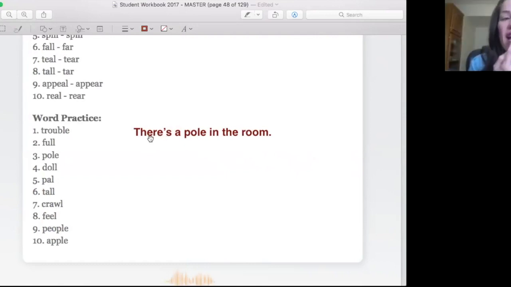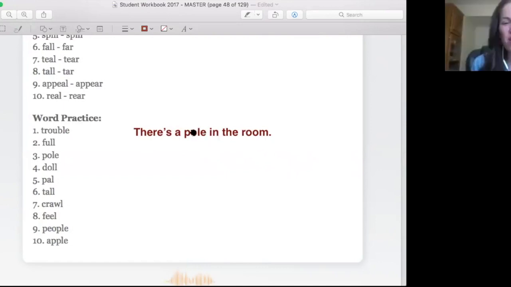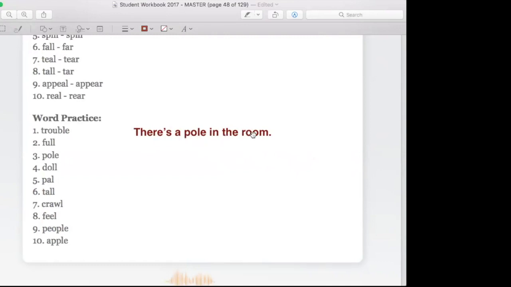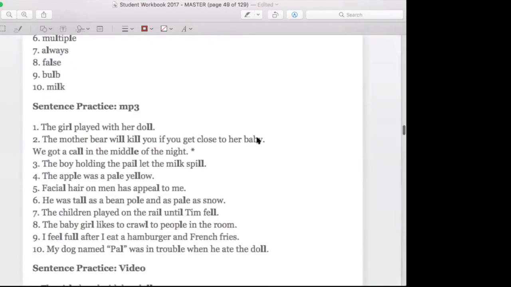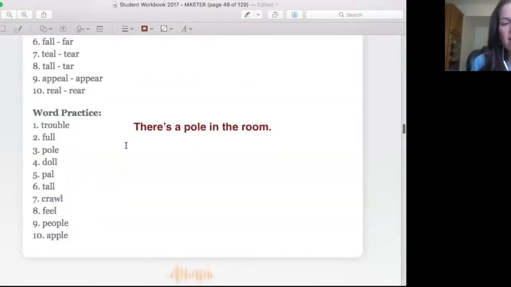So the light L is when you touch the roof of your mouth. Okay. So do that for me. Okay, sure. So there's a pole in the room. Yes. Okay. So when we connect it, pull in the room, it just sounds nice. So go ahead and do that again. Okay. There's a pole in the room. Good. So with the dark L here, just touch the roof of your mouth.